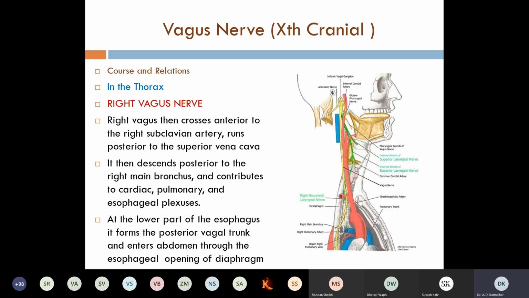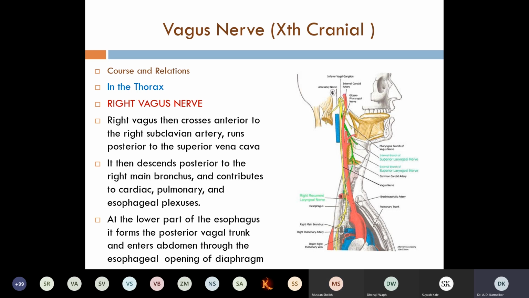Now coming to the right vagus. It is very easy to remember the branches as we go downwards. We know the course now. We enter the thorax. On the right side, it crosses the right subclavian artery, just posterior to the superior vena cava. One thing to remember: it is going to form plexuses now. It will form the cardiac plexus.